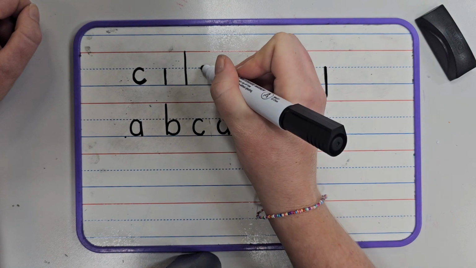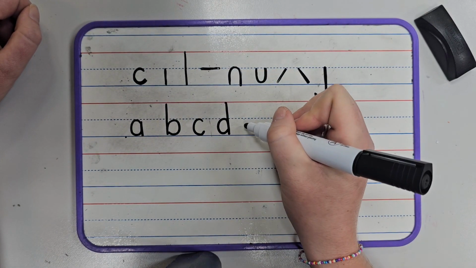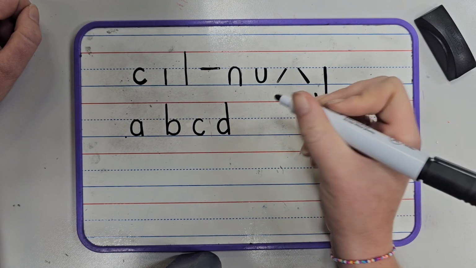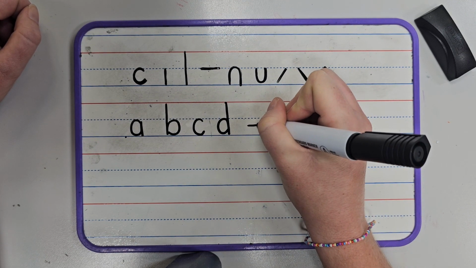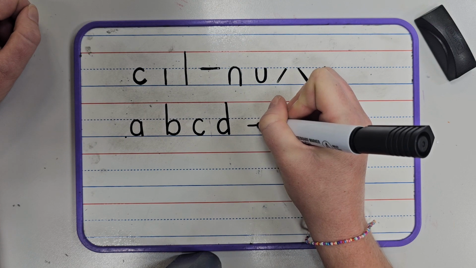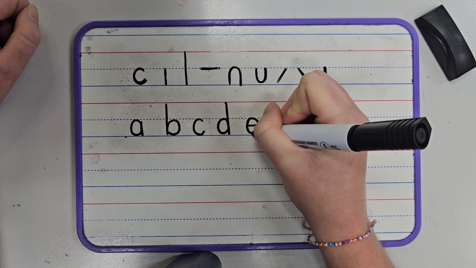E starts with a sideways, sideways, but our sideways, sideways is starting in the middle space here because it's going to go up and touch that dotted line there. So sideways, sideways to the magic land, starts with a click, comes around and stops.